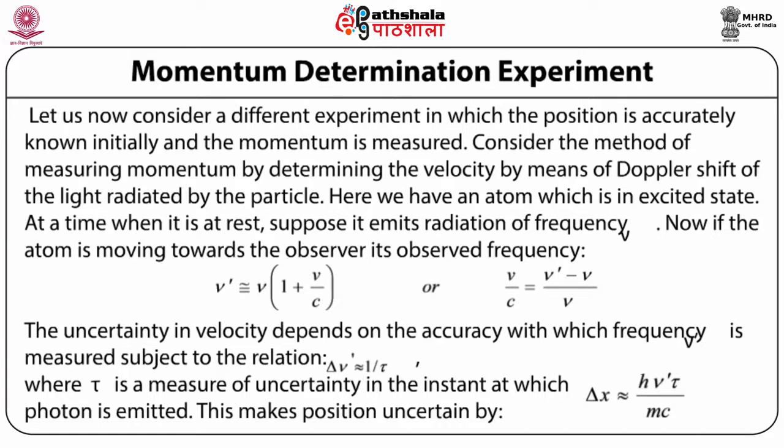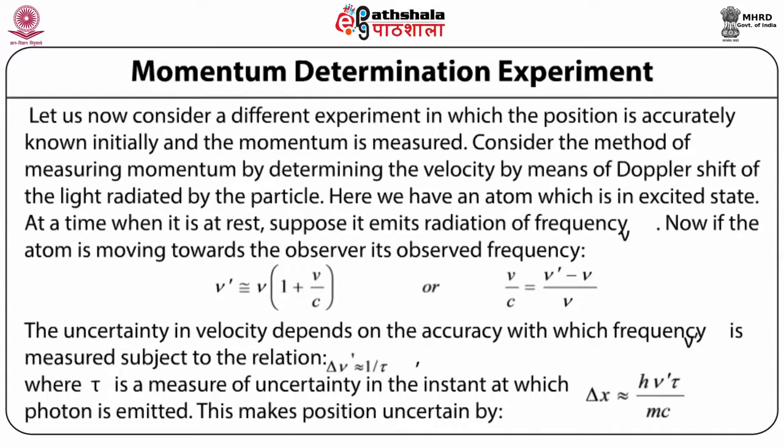So, let us consider a different experiment in which the position is accurately known initially and the momentum is measured. Consider the method of measuring momentum by determining the velocity by means of Doppler shift of the light radiated by the particle. Here we have an atom which is in excited state at a time when it is at rest. Now suppose it emits radiation of frequency mu.